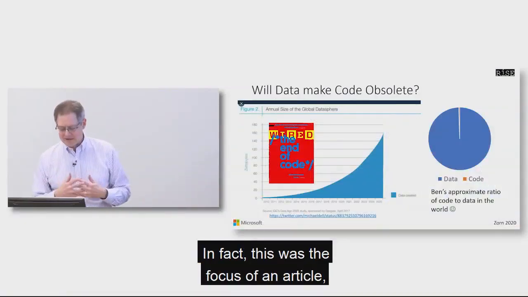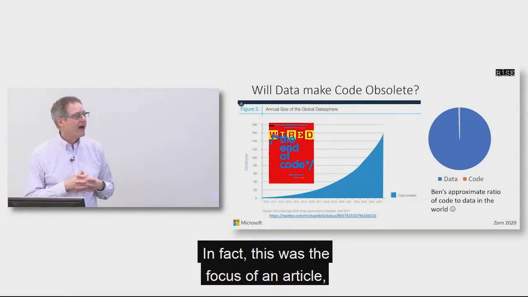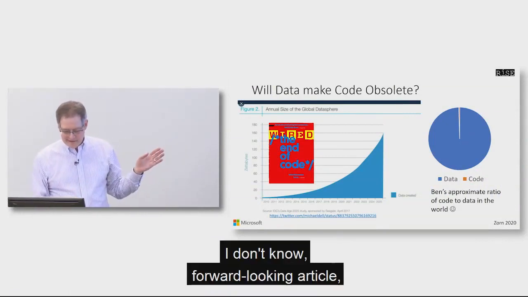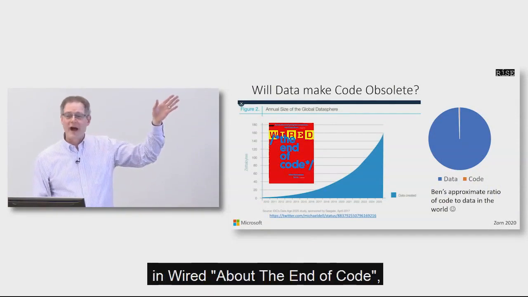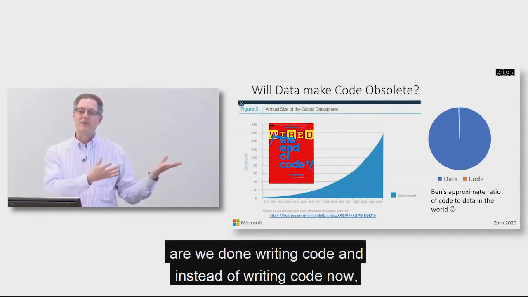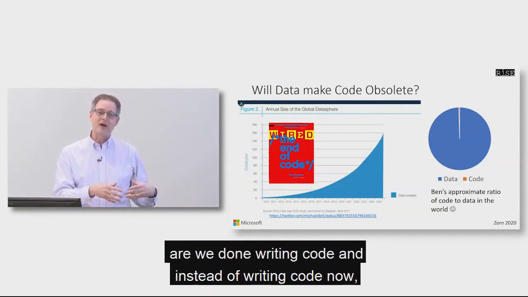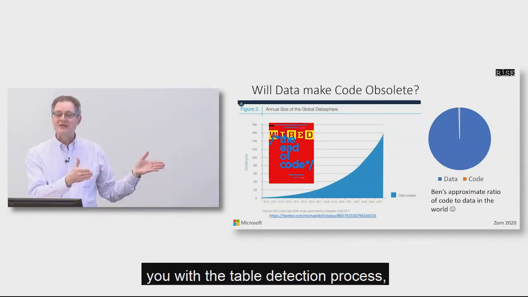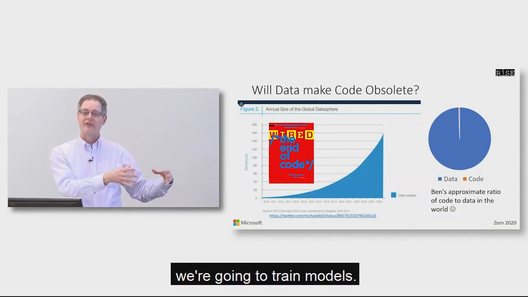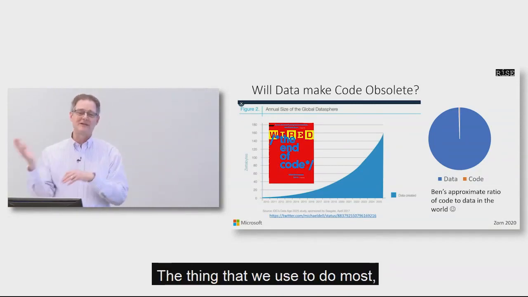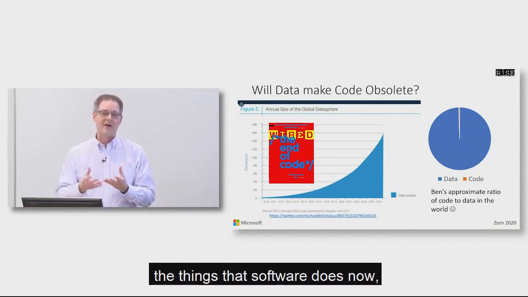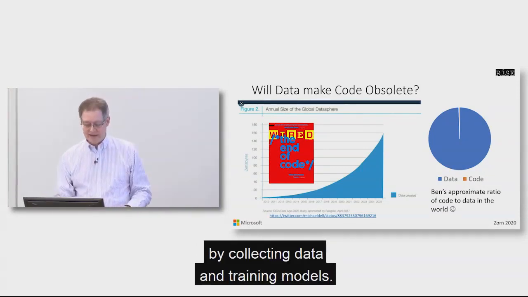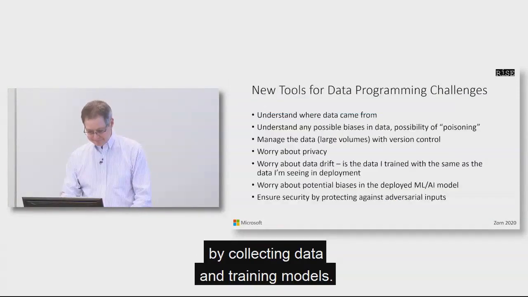And in fact, this was the focus of a forward-looking article in Wired about the end of code. Are we done writing code? And instead of writing code now, are we going to do things like I showed you with the table detection process? We're going to train models. And the things that software does now are not going to be done by handwritten code, but in fact by collecting data and training models.